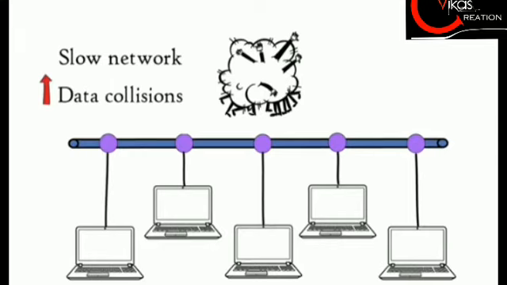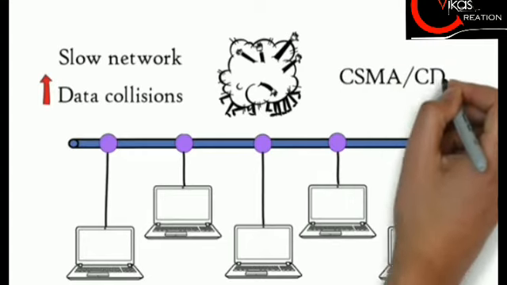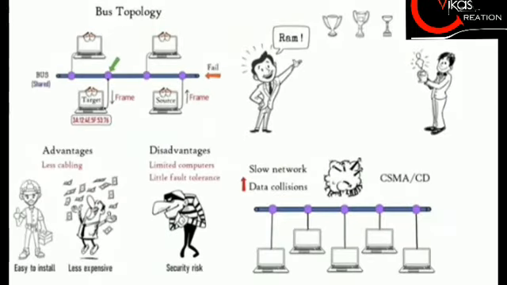The collision can be avoided by using an access control protocol, for example, carrier sense multiple access with collision detection. An example of bus topology is Ethernet LAN.